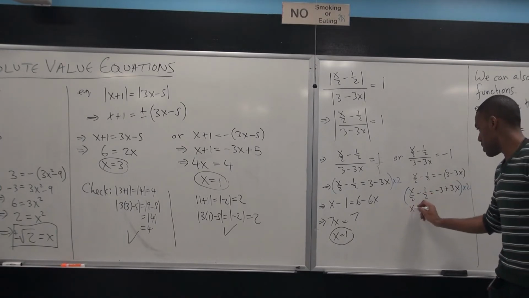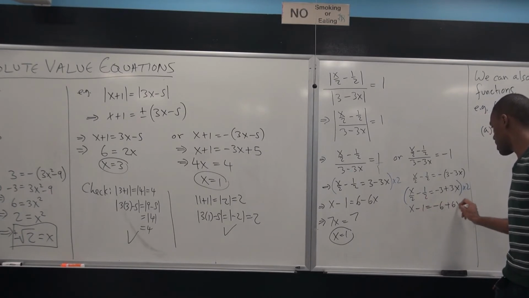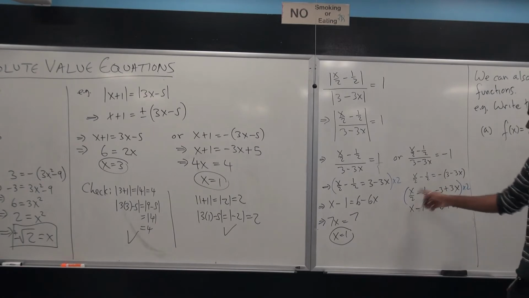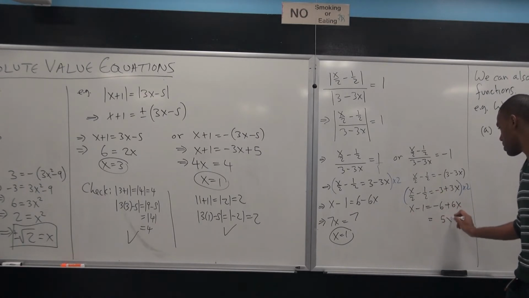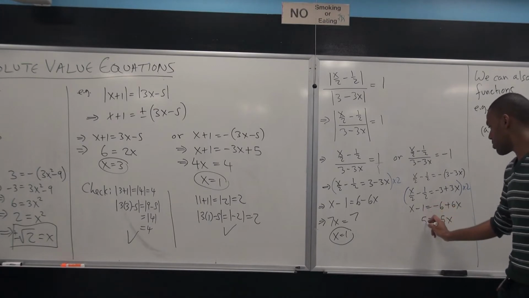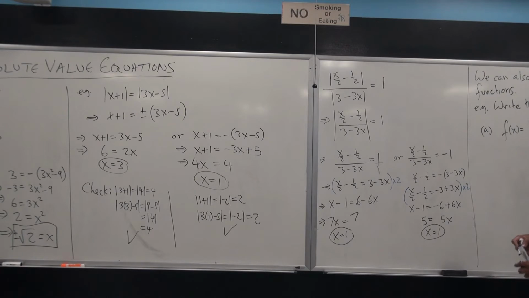2 distributes. This is x minus 1 equals minus 6 plus 6x. Move this over. We'll move the x over here. I would get 5x. Move this over there. I would get 5. So this again gives me x equals 1. And is that the answer?